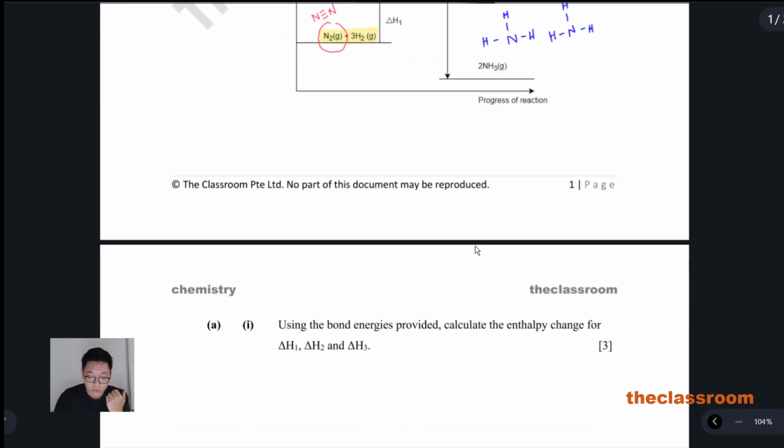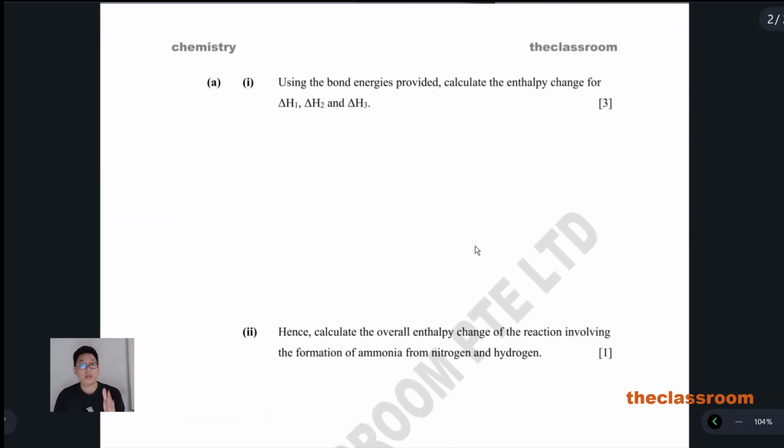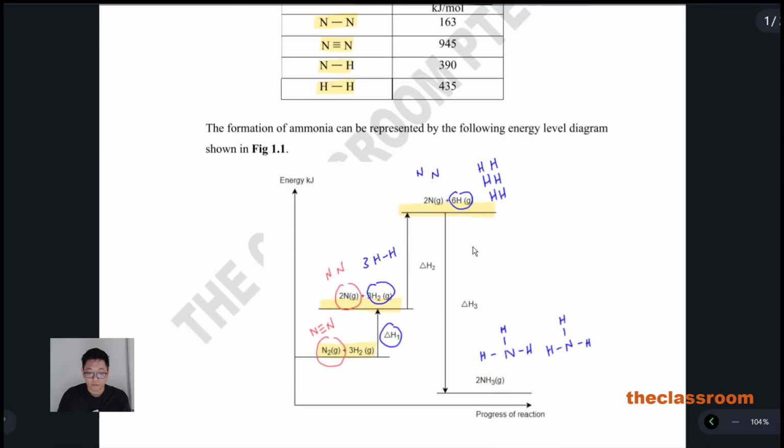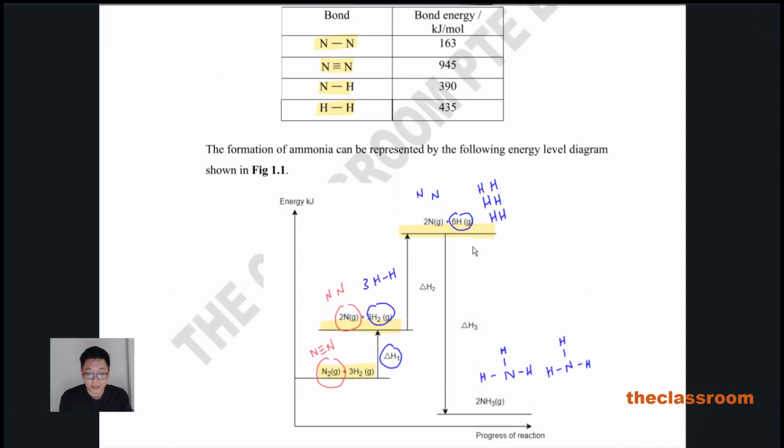The question goes on to say: using bond energies provided, calculate enthalpy change for delta H1, H2, and H3. For enthalpy change 1, you have breaking of your nitrogen triple bond, and that is 945. So enthalpy change 1 is very simply 945 kilojoules per mole. Now, you must recall this is chemistry, this is not math. Just because it is positive doesn't mean you do not write the plus sign. Please have the plus sign there to show the energy is absorbed. Watch out for that.